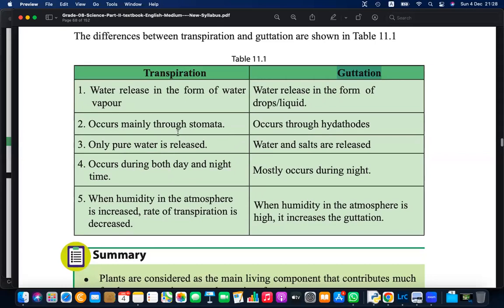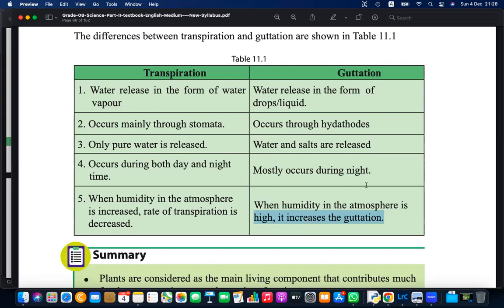Transpiration happens during the day and night, but guttation mostly happens during the night and the dawn, early in the morning. When humidity increases, transpiration decreases. But when humidity increases, guttation also increases. So that is why I said both are ways of moving water out of the plant, but they work in opposite ways, under opposite conditions. They have opposite points when you compare them.